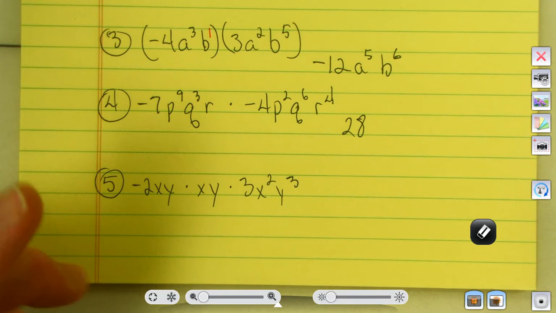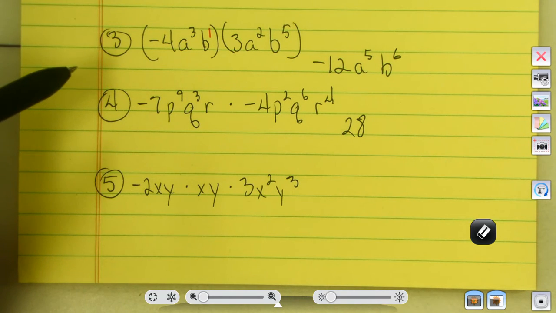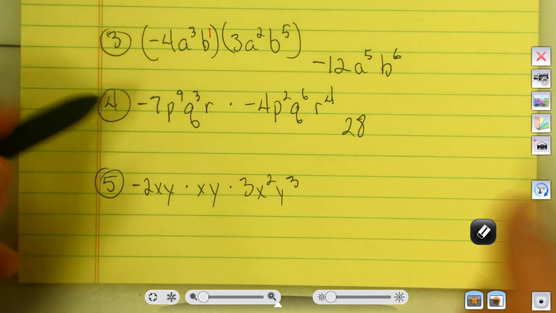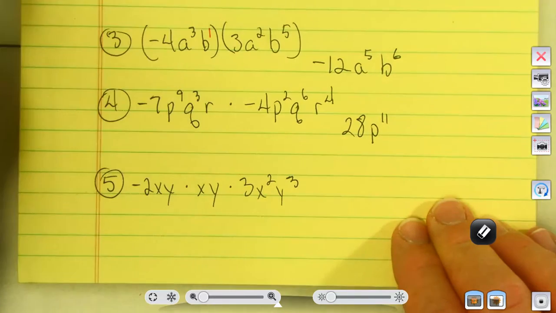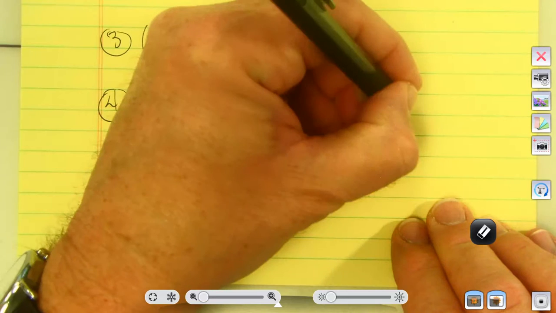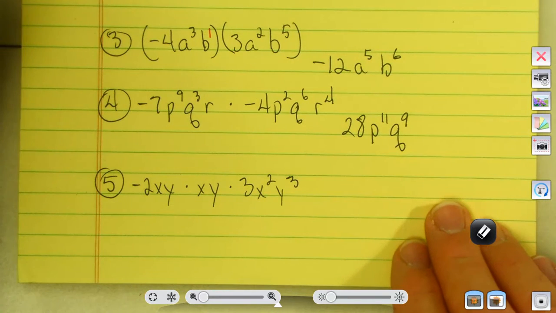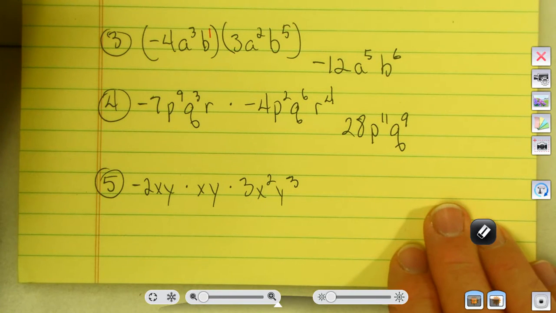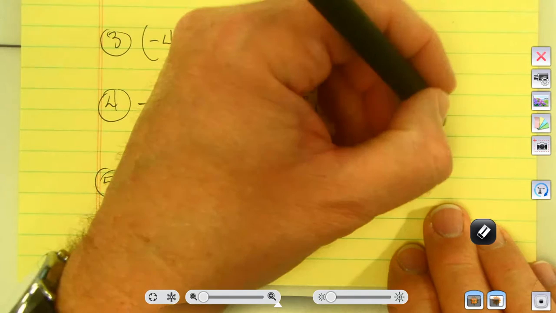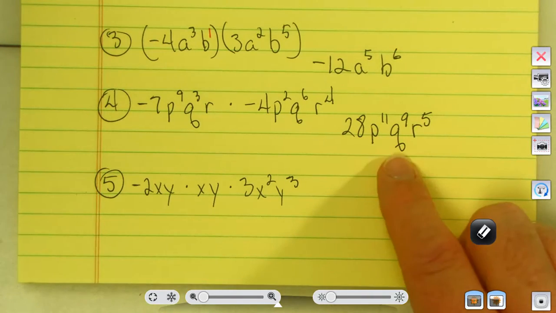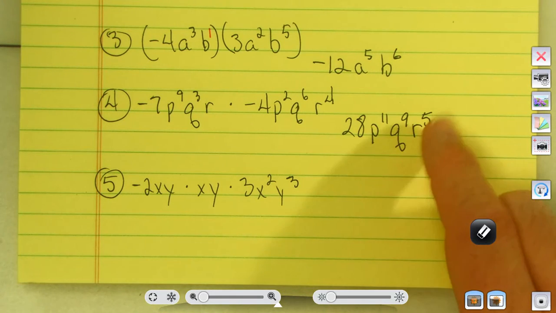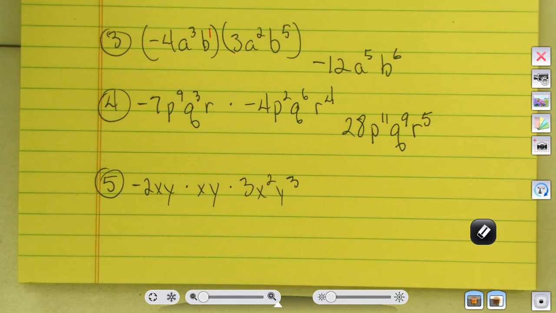I did 9 plus 2. And that got me 11. 9 plus 2, right? So that's p to the 11th. And 3 plus 6 equals 9. Yes, q to the 9th. Since there's nothing besides the r, I did 1 plus 4, which is 5. Yeah, r to the 5th. Very good. Perfect. 28 p to the 11th, q to the 9th, r to the 5th. All right, try number 5.